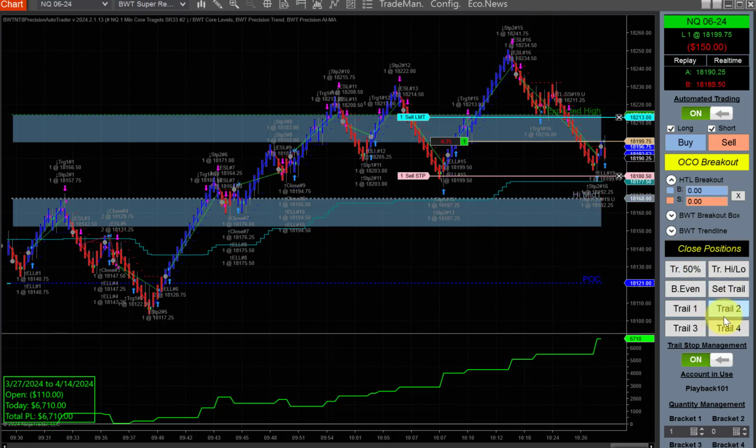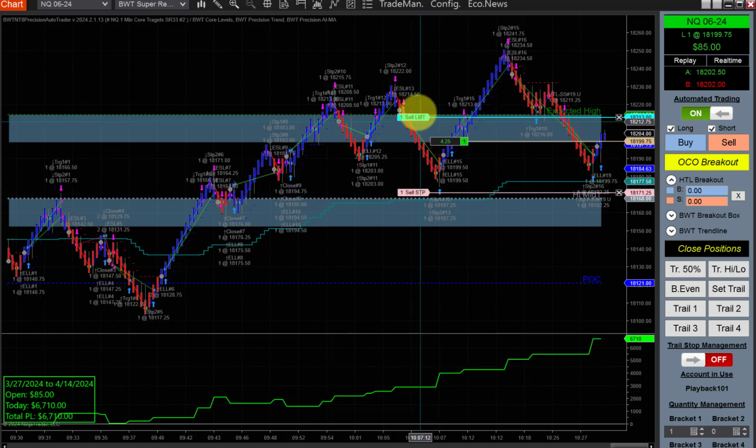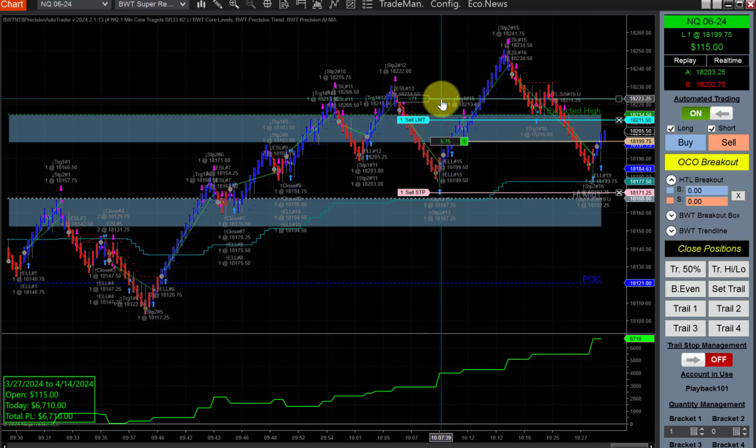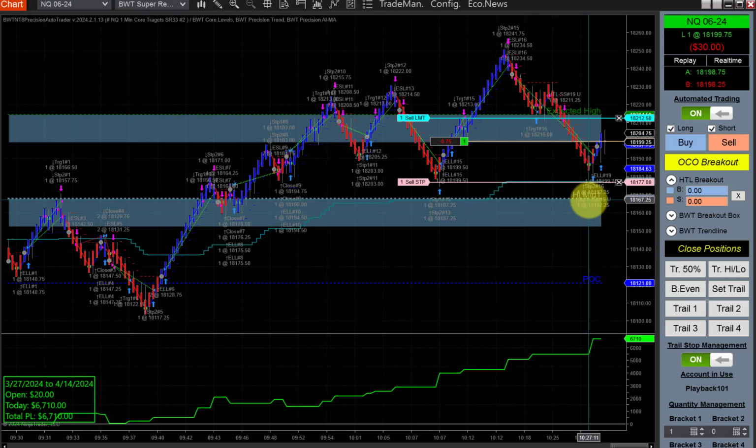Okay, if I want to turn off my trail stop, I want to move my trail stop, I can turn this off like that, and I can move this like that, or I could move this a little closer or further away. And as this trades, if I put it back, you'll see it move back to its original position.